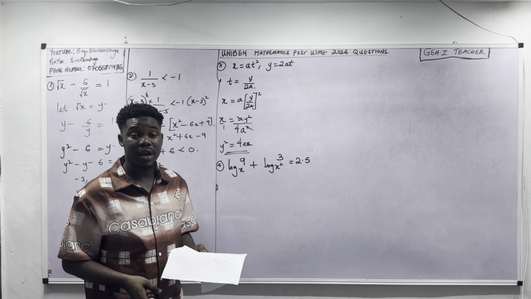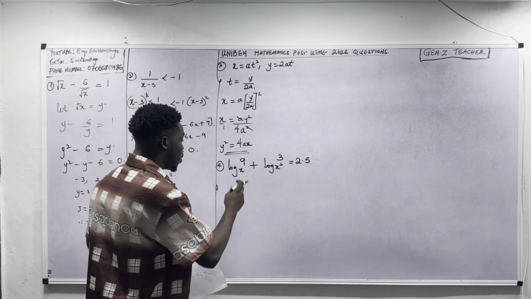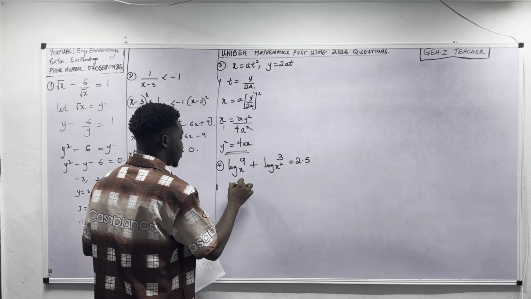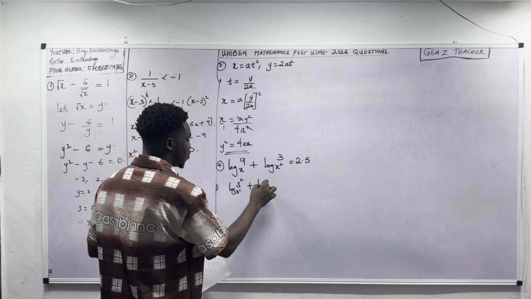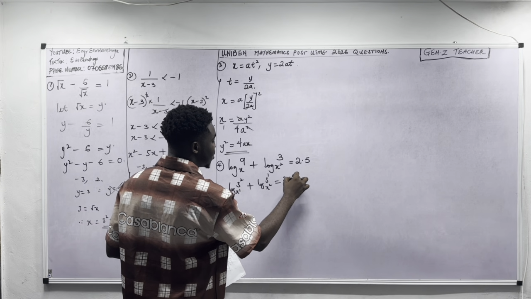So we have to solve for x in this logarithmic equation. Quickly, we're going to apply the law of logarithm. Now we all know 9 is also 3 squared, so this can be written as log 3 to the power of 2 and x to the power of 1, and this is log 3 to the power of 1 while x to the power of 2, and this remains 2.5.